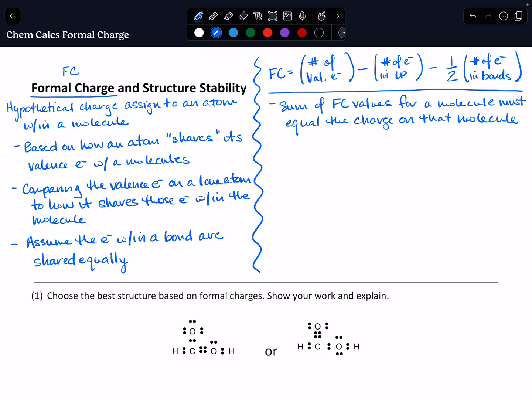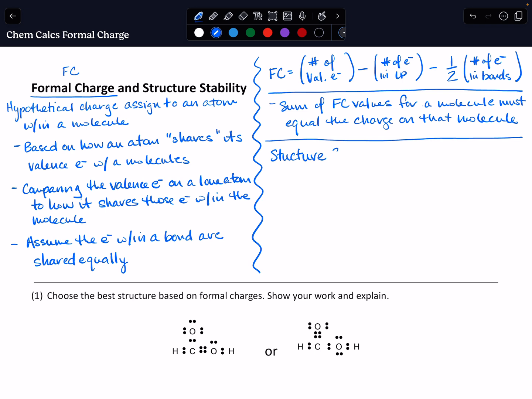If I have a polyatomic ion, say nitrate, and I write the structure and then I do my formal charges and I add those up, I should get an overall formal charge for the molecule of -1 to match the charge on that polyatomic ion. So that's one way to check that you've got your structure drawn correctly and that you've calculated your formal charges. Now, what can we use this for?